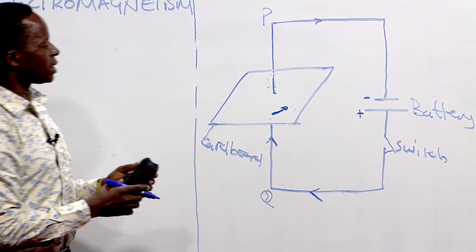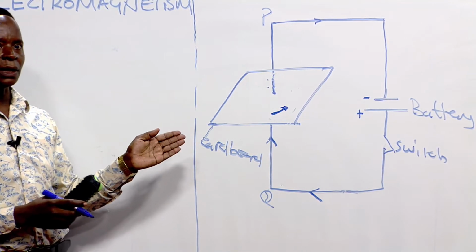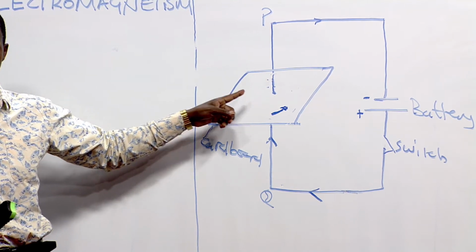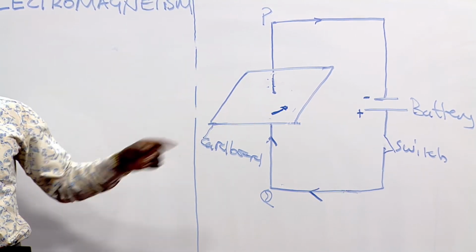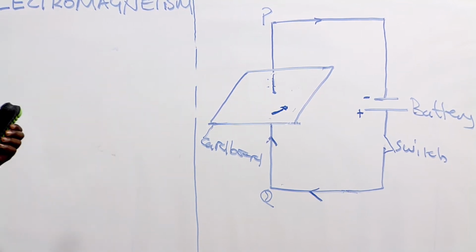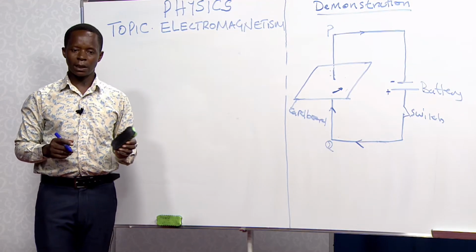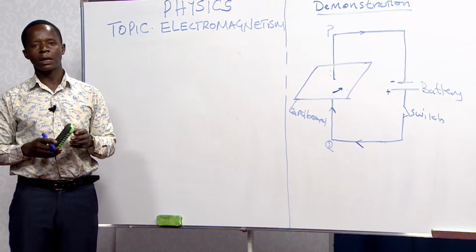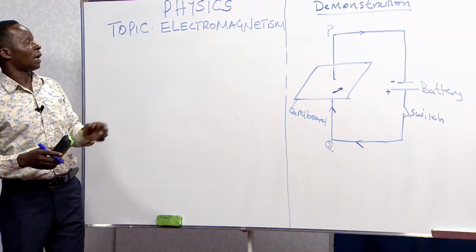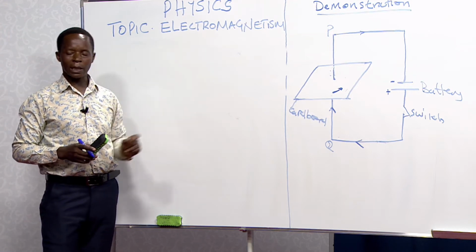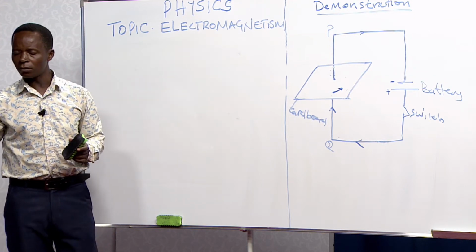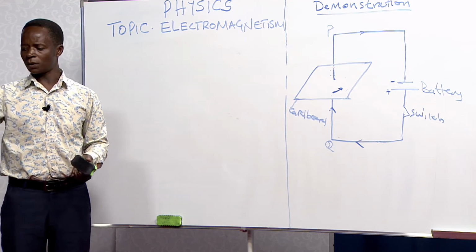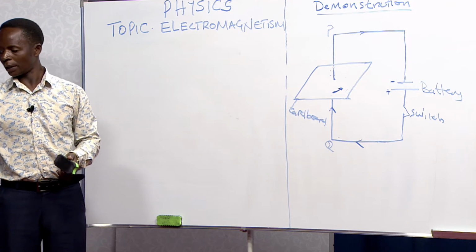And what has caused the compass needle to turn direction? It is actually the magnetic field around this conductor that is carrying current. So whenever current flows in a conductor, there is always a magnetic field produced around that conductor. And this is what we are calling electromagnetism, the production of magnetic field whenever current flows in a conductor.